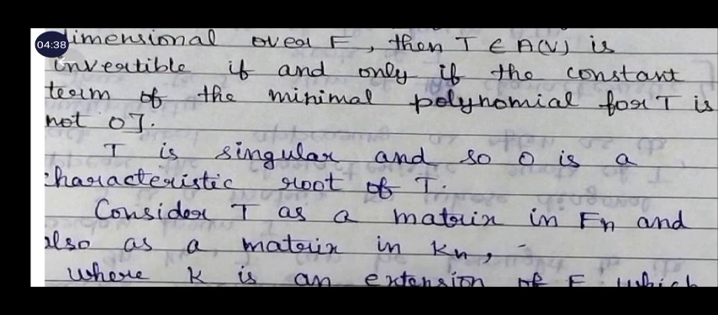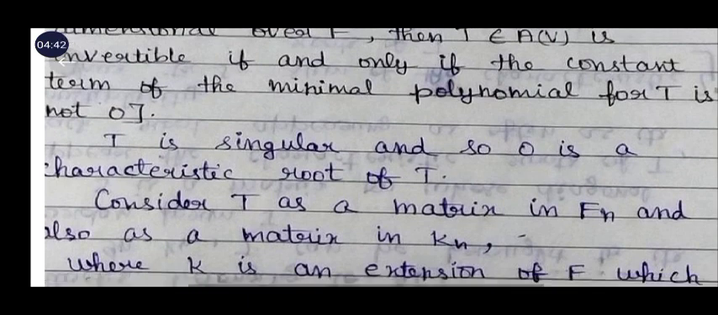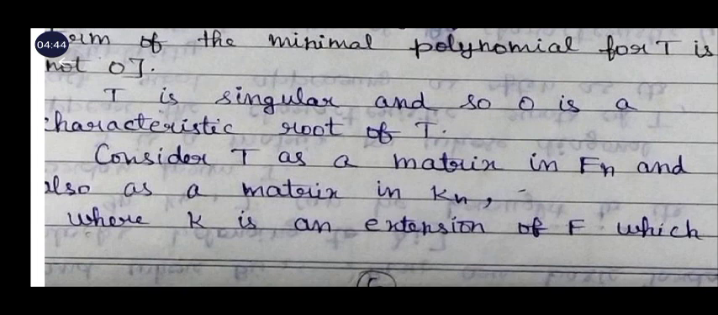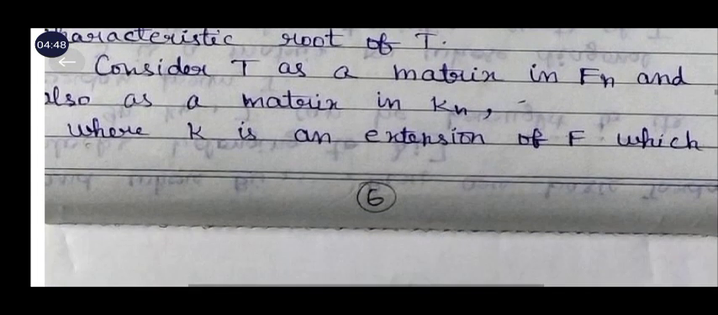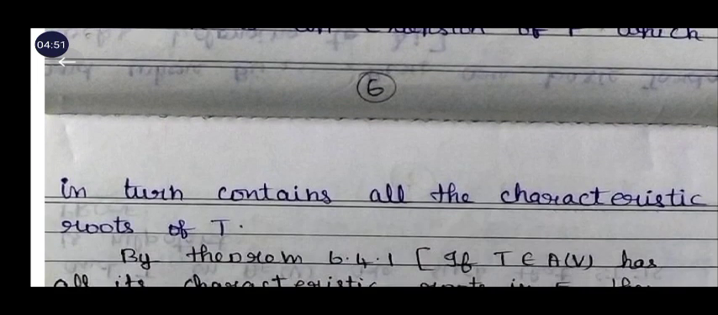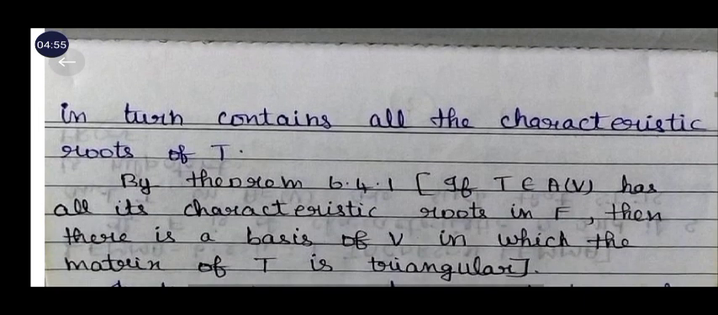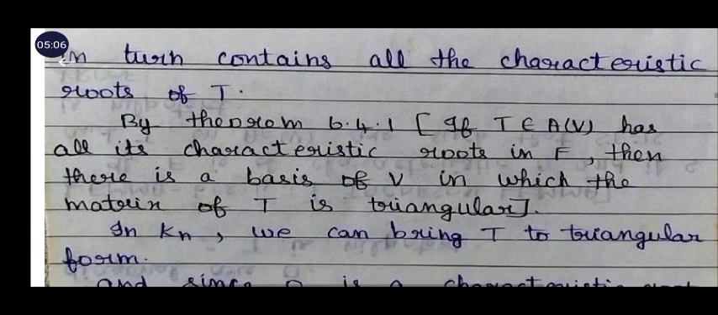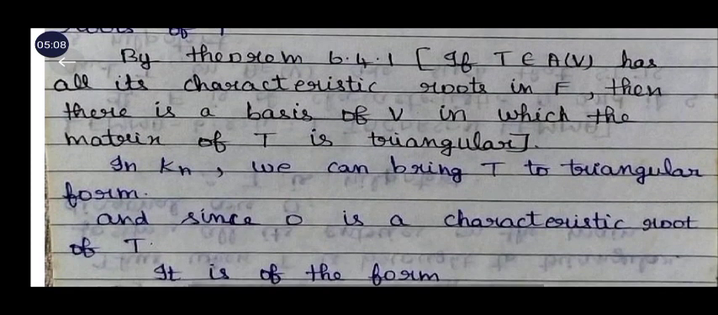Consider T as a matrix in Fn and also as a matrix in Kn, where K is an extension of F which in turn contains all the characteristic roots of T. Again by a theorem we have, if T belongs to A of V has all its characteristic roots in F, then there is a basis of V in which the matrix of T is triangular.